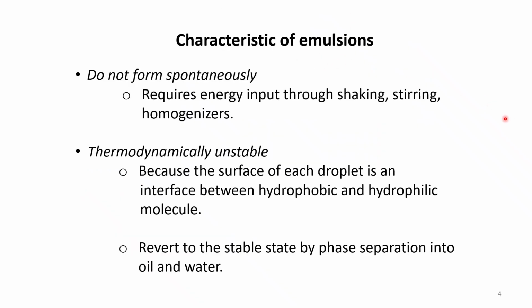The characteristics of emulsions. A key takeaway is that emulsions do not form spontaneously. To create an emulsion, you must provide energy input via shaking, stirring, or using high-tech homogenizers. Because they are thermodynamically unstable, the system will always try to revert to its stable state, which involves complete phase separation, so as to minimize the contact between the hydrophobic and the hydrophilic molecules. That is the reason why they want to separate back to their initial state.